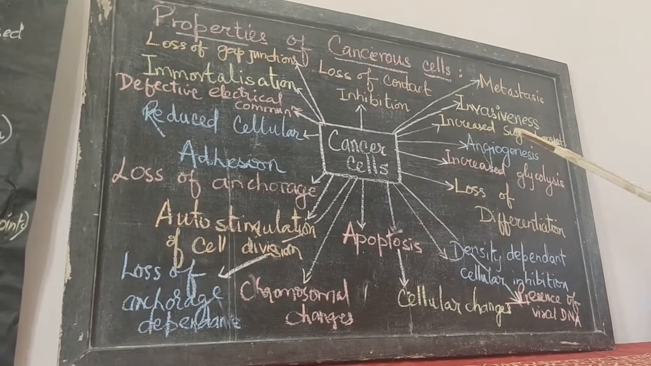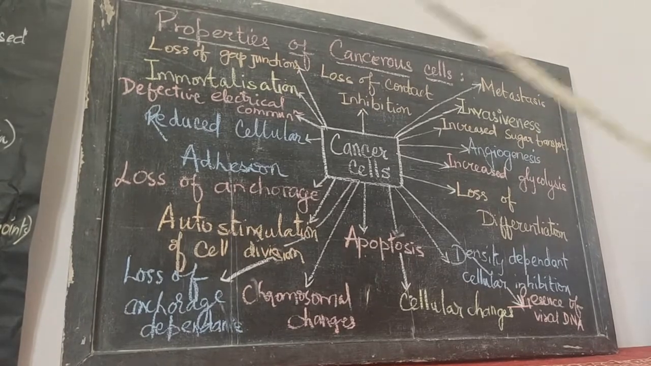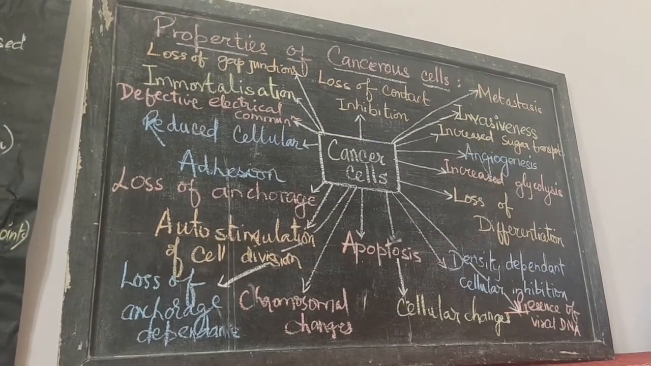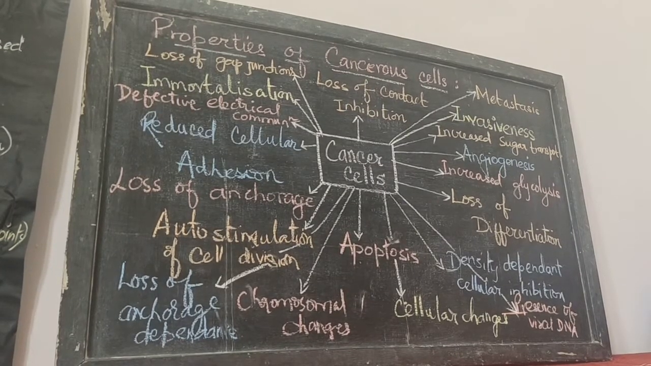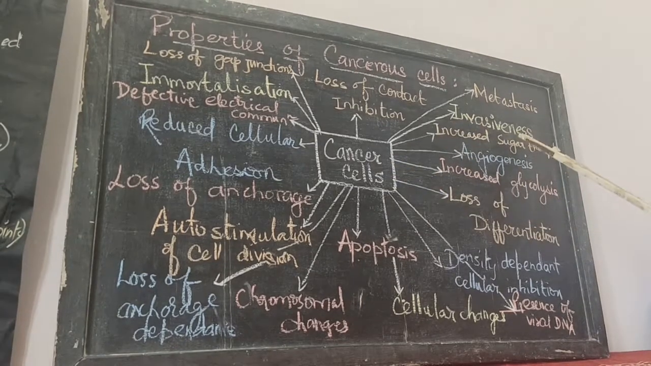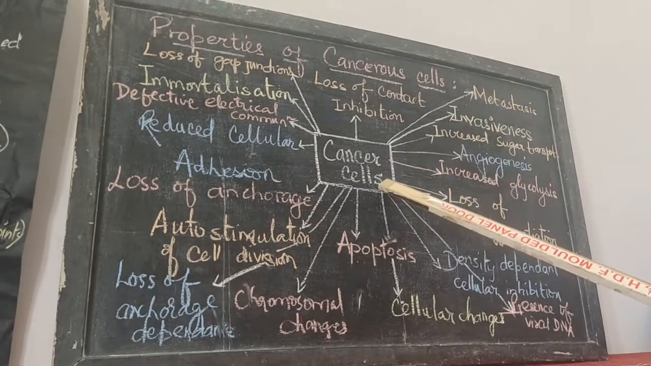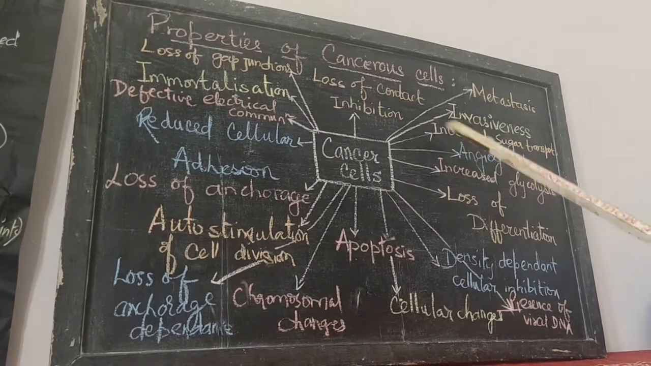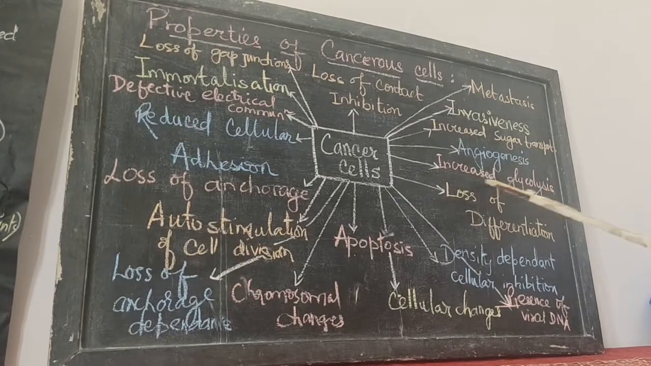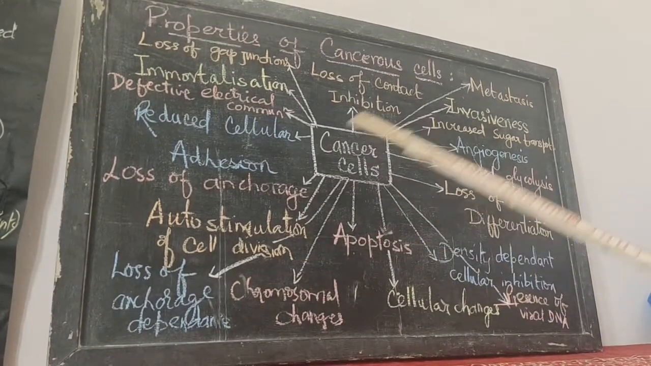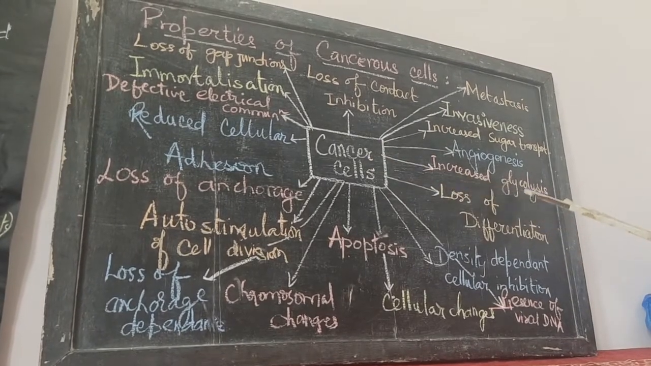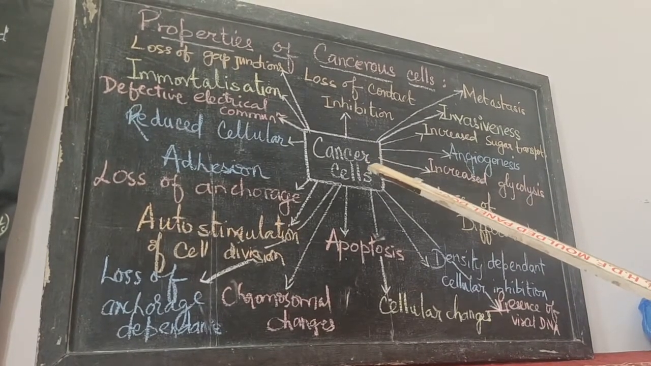The next property is increased sugar transport seen in cancerous cells. As the division is rapid in cancerous cells, the supply of energy or nutrients is also more. Thereby, more sugars are transported into the cancerous cells, and this is another property of cancer cells. The next property is increased glycolysis. Because the intake of sugars is more, the rate of glycolysis also gets increased in cancerous cells.